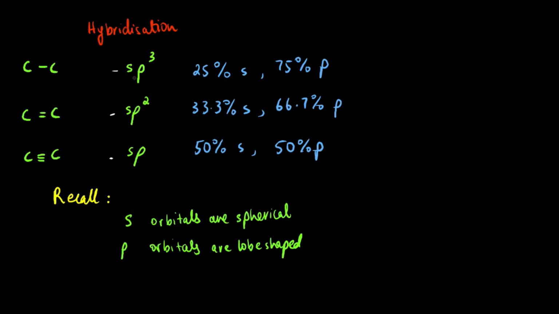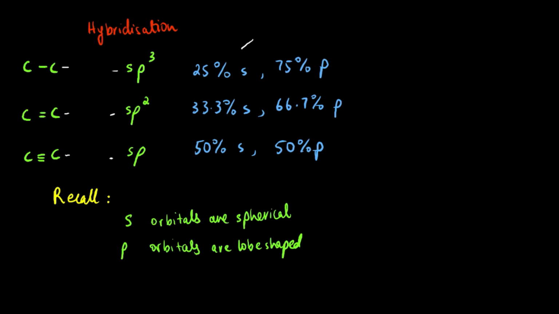What we need to realize is that sp3 hybridization takes place when there is a carbon-carbon single bond, sp2 hybridization takes place when there is a carbon-carbon double bond, and sp hybridization takes place when there is a carbon-carbon triple bond. Why exactly they are sp3, sp2, and sp is something we'll be doing in a while.